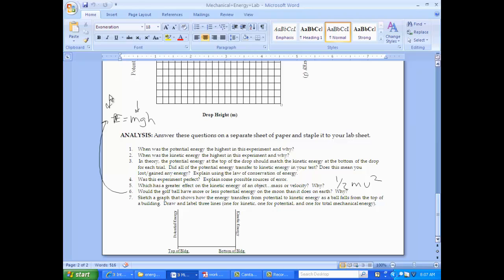Question 7, you guys did this up here. Your potential energy and kinetic energy, as one goes up, the other goes down. And then the total energy, well, it's going to be up here. So that's going to be your third line right at the top. That's going to be the maximum for both.